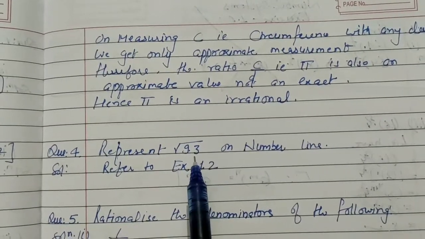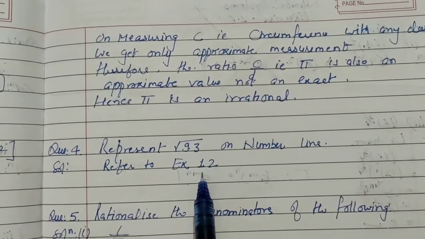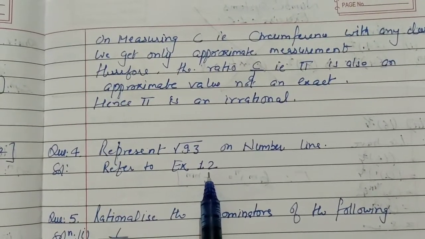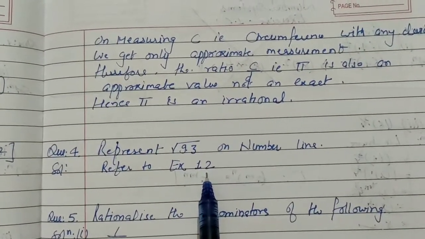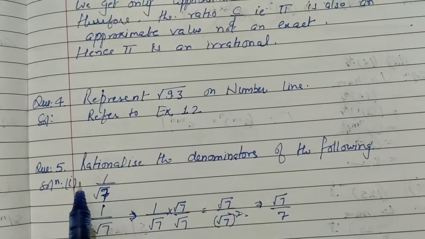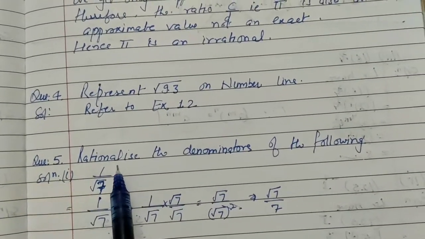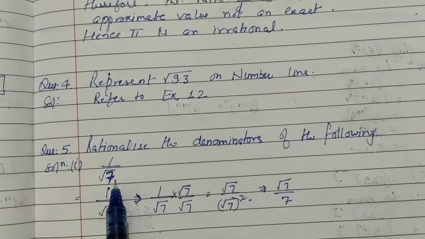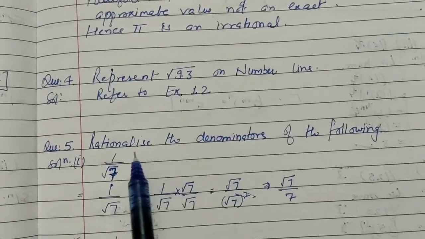आप इस तरह की प्रॉब्लम पहले भी कर चुके हैं एक्सरसाइज 1.2 में, तो आप एक्सरसाइज 1.2 वाली वीडियो देख सकते हैं, जिसका लिंक इस वीडियो के डिस्क्रिप्शन में दे चुका हूं, आप वहां से देख सकते हैं. सो नाउ प्रोसीड फॉर क्वेश्चन नंबर 5. रैशनलाइज द डिनोमिनेटर ऑफ द फॉलोइंग. सो हमें कुछ नंबर्स दिए हुए हैं, उनके डिनोमिनेटर को हमें रैशनलाइज करना है.